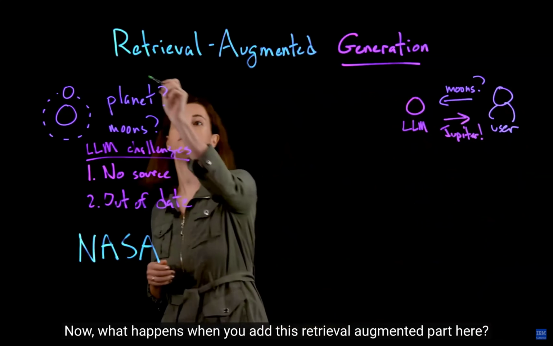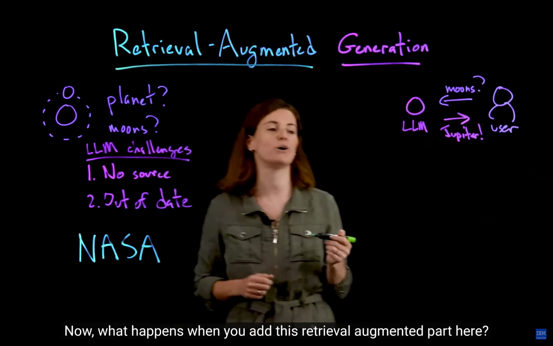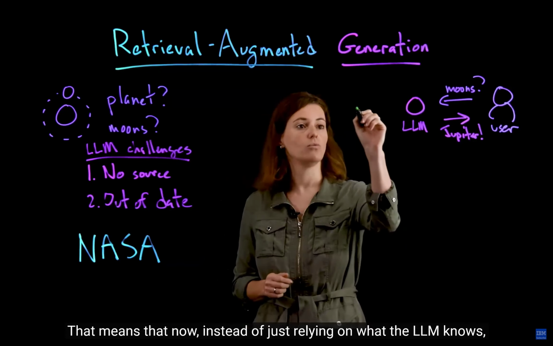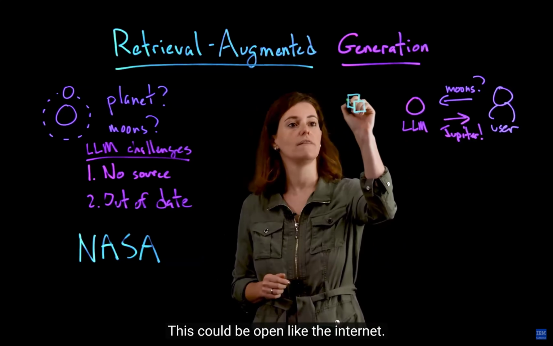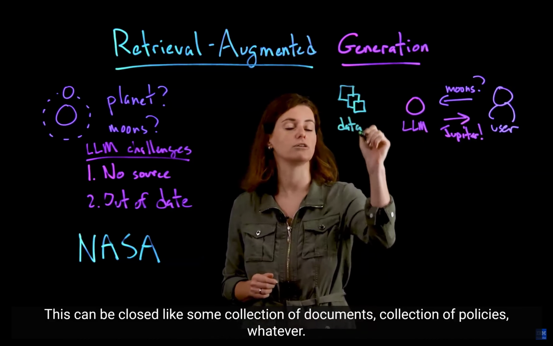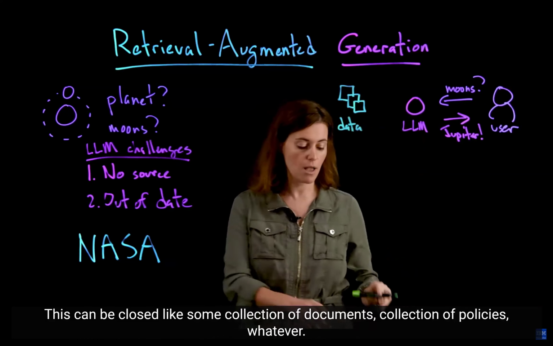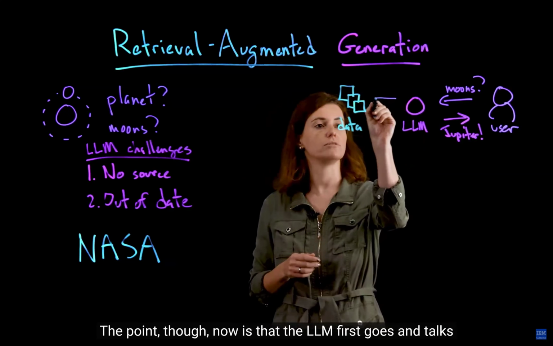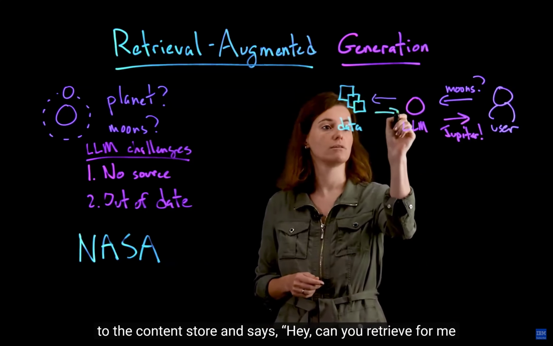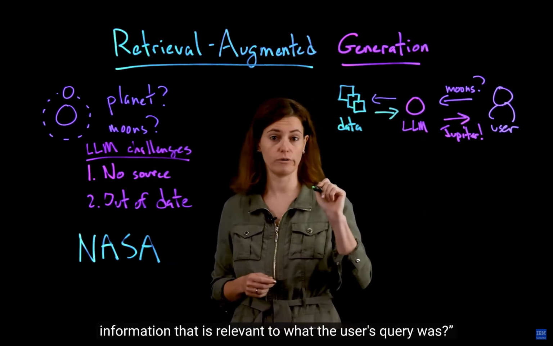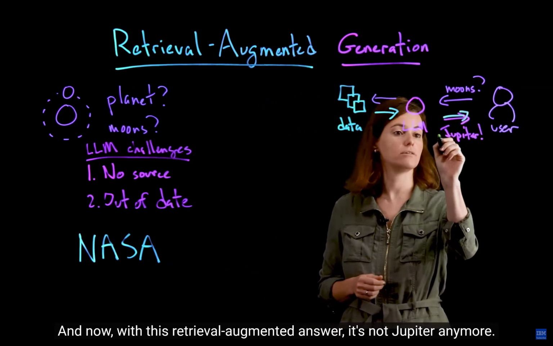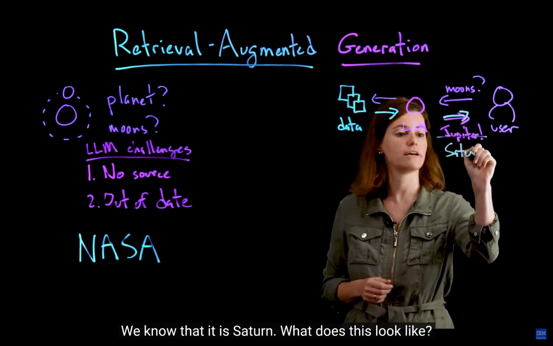Now, what happens when you add this retrieval augmented part here? What does that mean? That means that now, instead of just relying on what the LLM knows, we are adding a content store. This could be open, like the internet. This could be closed, like some collection of documents, collection of policies, whatever. The point, though, is that the LLM first goes and talks to the content store and says, hey, can you retrieve information that is relevant to what the user's query was? And now, with this retrieval augmented answer, it's not Jupiter anymore. We know that it is Saturn.